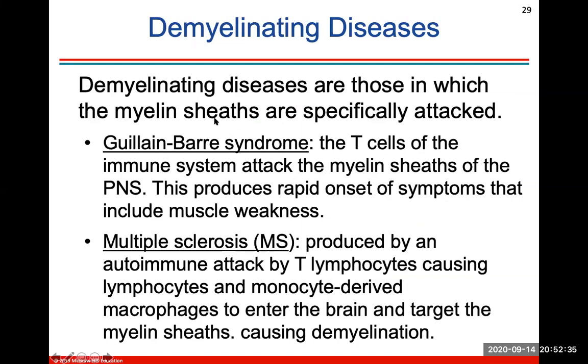Demyelinating diseases. This is a clinical significance of myelination, and it's important to understand these because multiple sclerosis can affect young women. Guillain-Barré syndrome can also affect people, but multiple sclerosis might be a little more common that you'll hear about. So understand what goes into those two syndromes.